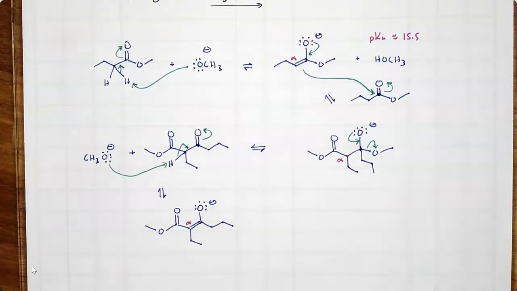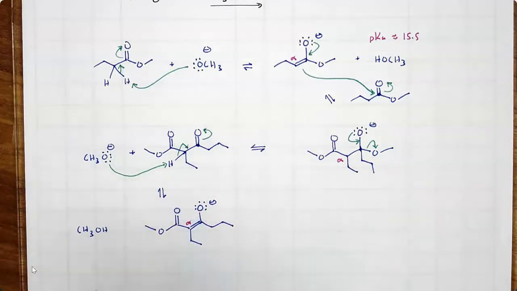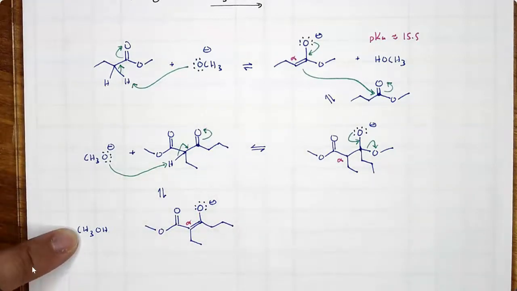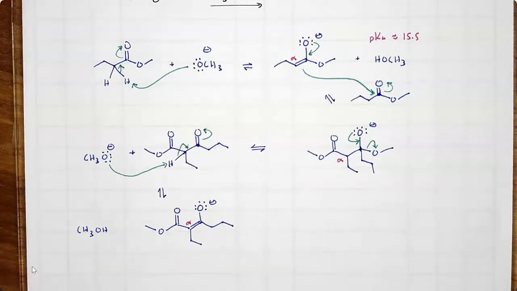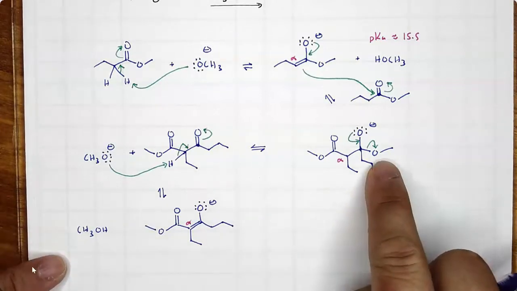The next thing is, why do we call this a condensation? Because we're not really making water, right? We're not doing a dehydration, but we are making a small molecule, in this case methanol. So there is literally condensation. You are forming methanol every time you kick out that leaving group.